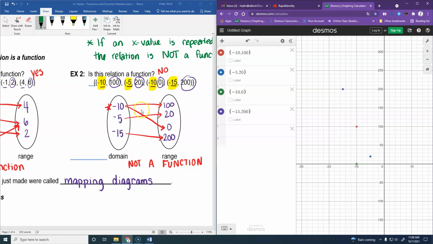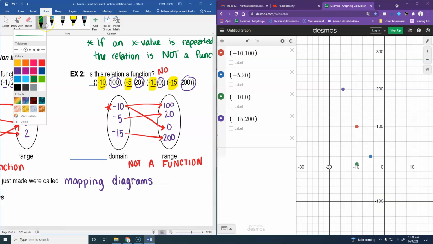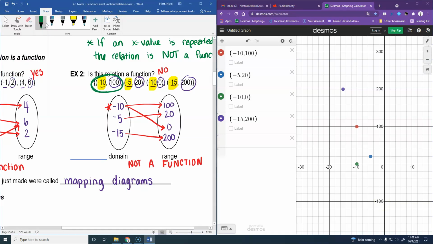So notice what is happening here. Let me make this where it shows. Oh, there we go. That looks better. All right, so when I graph these points, my problem with this was this negative 10, 100 and the negative 10, 0. So on the graph, which 2 points are those? What colors? Red and green. What do you notice about red and green? Same vertical line, right? Because if points have the same x coordinates, they're going to be on that same vertical line, right?